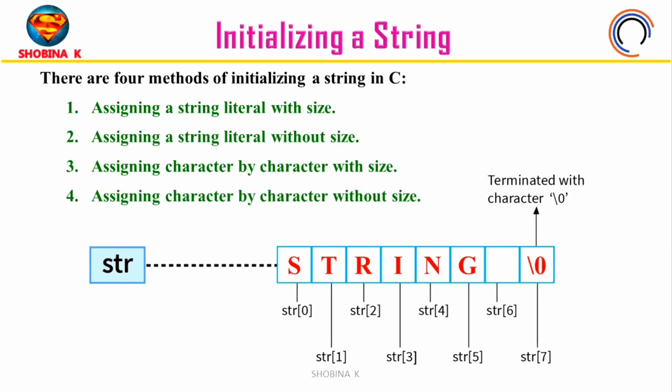Now let's understand how to initialize a string in C. There are 4 methods, which are assigning a string literal with size, assigning a string literal without size, assigning character by character with size, and assigning character by character without size.